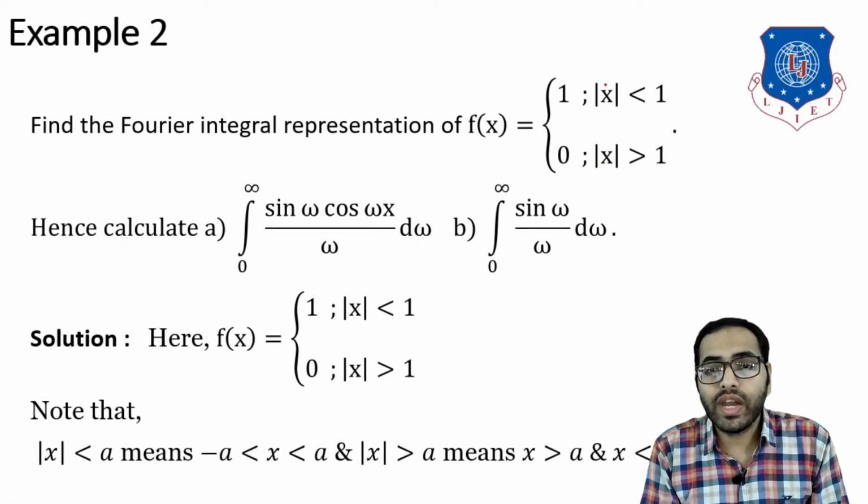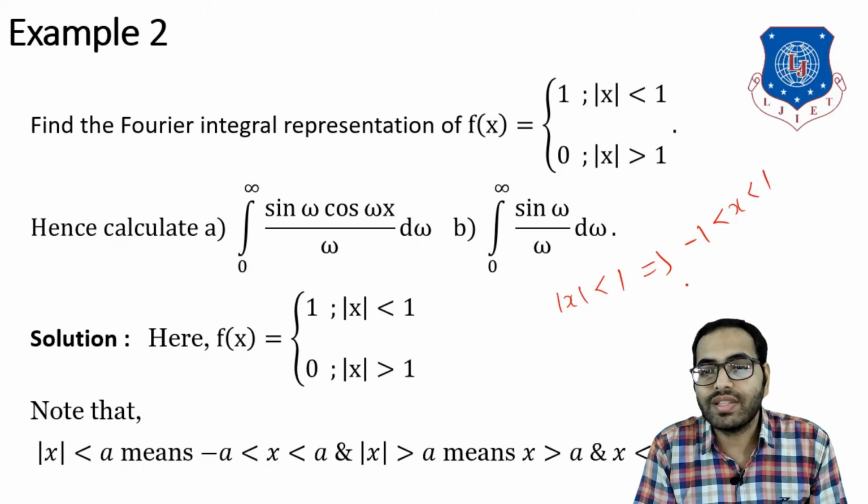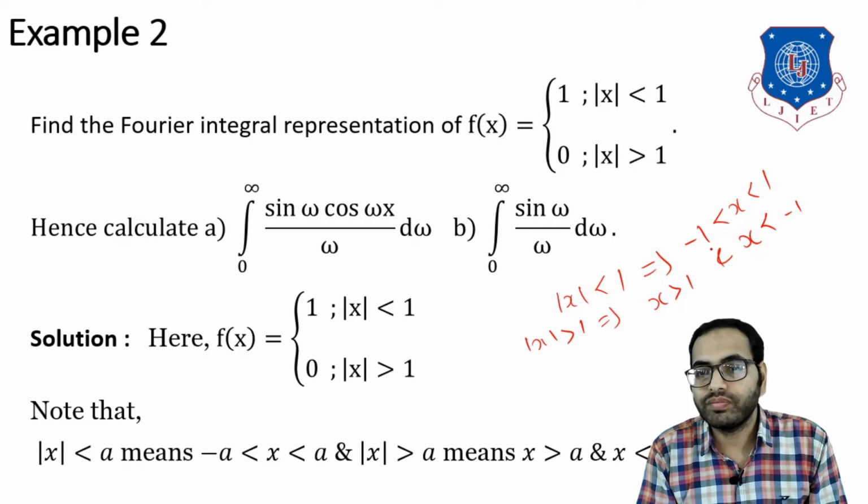According to that condition, mod x less than 1 is represented as minus 1 less than x less than 1, and mod x greater than 1 is represented as x greater than 1 and x less than minus 1.